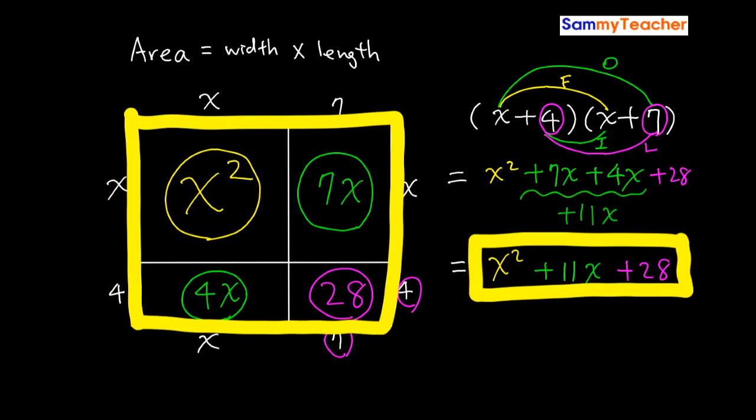So I want you to keep this in mind. When you multiply two things, whether they are numbers or expressions with variables, it has something to do with the area of a rectangle. I hope I helped you understand the FOIL method better.